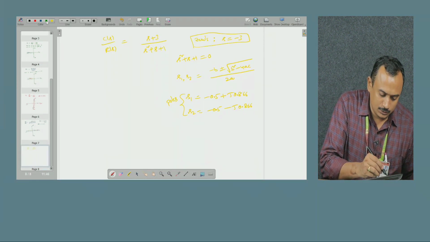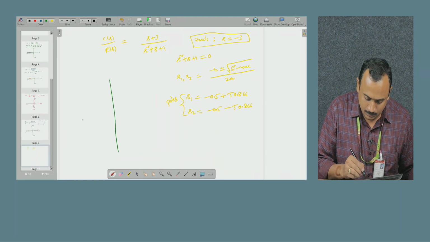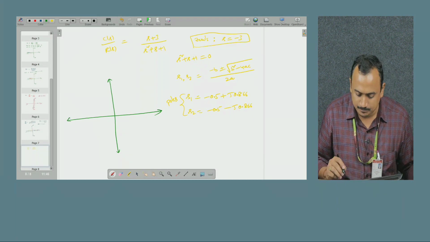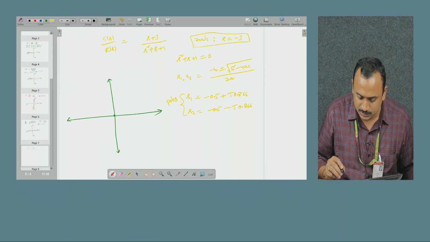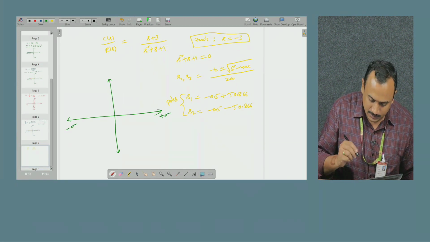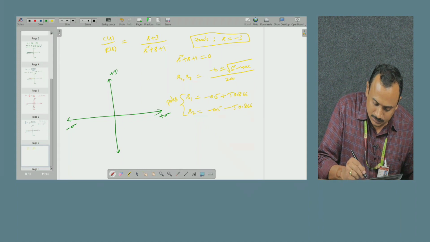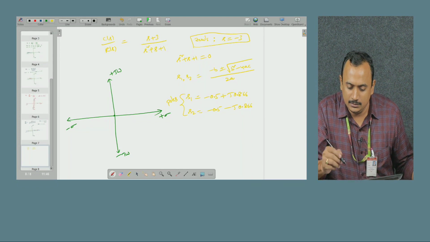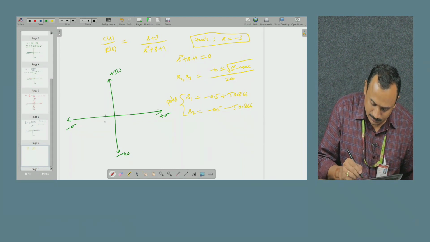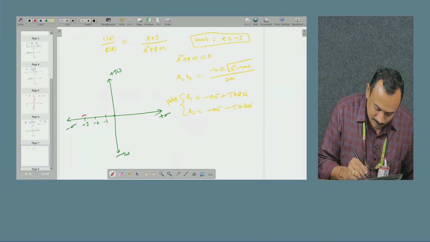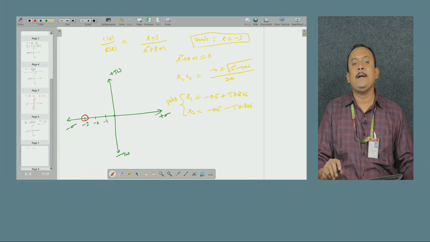Now draw the pole-zero plane. This is the pole-zero plane, or S plane, I can say, since we have not represented poles and zeros so far. This is a positive real axis and this is a negative real axis, and this is a positive imaginary axis and this is a negative imaginary axis. Anyhow, the zero is at -3, so let us say this is -1, -2, -3, and the zero is at -3, so it will be represented with a small circle.